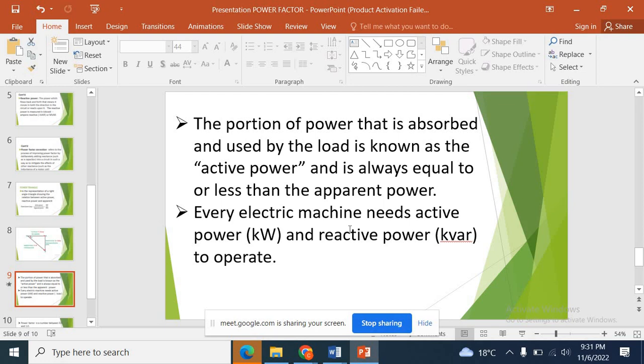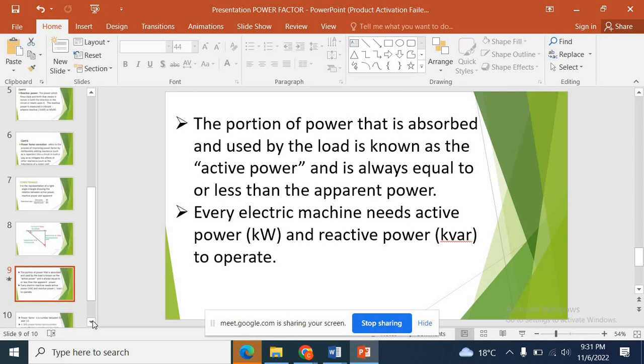The power maximally utilized by a load is known as the active power, and the total power which is delivered to a load is known as the apparent power. And every electric machine needs the active power and the reactive power to operate.